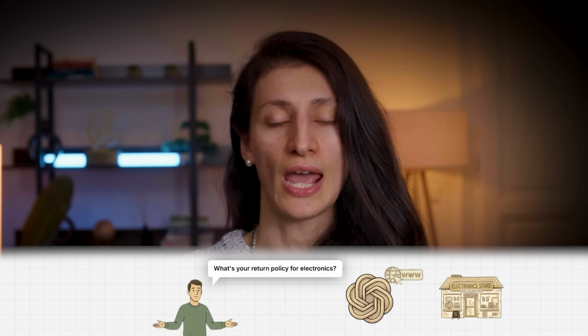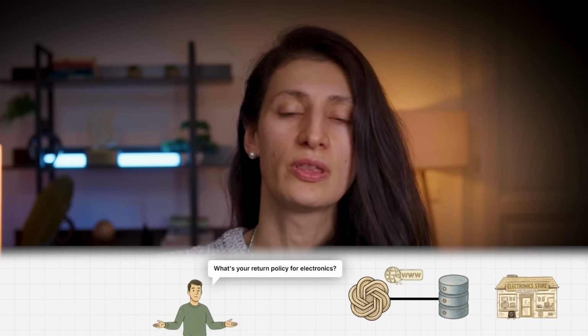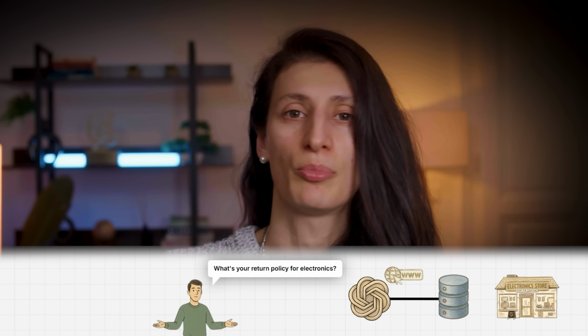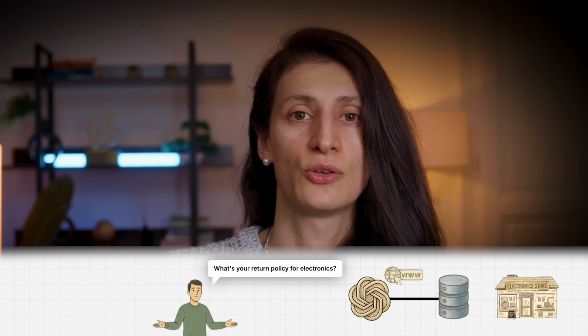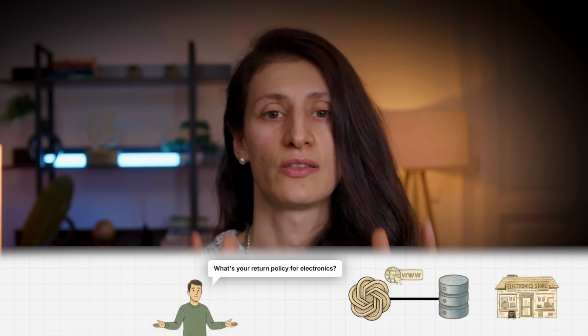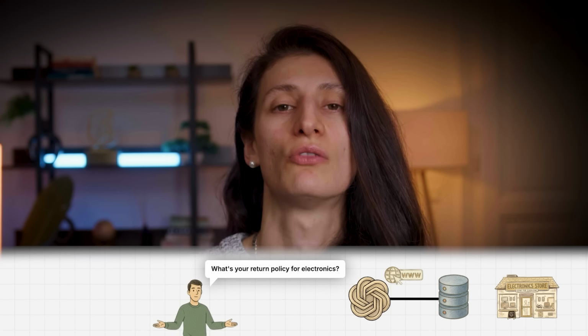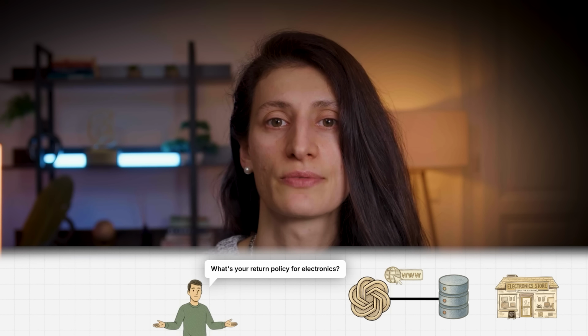And let's say you have an online store for electronics that you are selling, and you have an AI chatbot on your website that is connected to the vector database that has all the information about your company policies, your products, all your electronics that you are selling. And a customer asks this AI chatbot, what's your return policy for electronics? So this is what happens with RAG system.